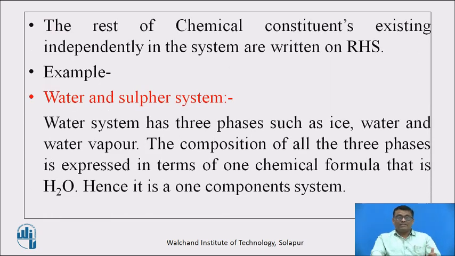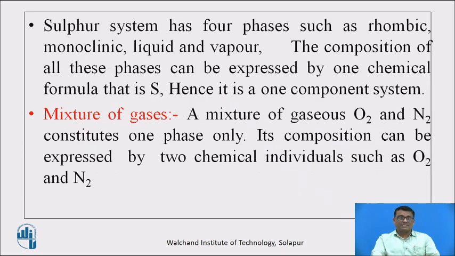For example, the water and sulfur systems. The water system has three phases such as ice, water, and water vapor. The composition of all the three phases is expressed in terms of one chemical formula, that is H2O. Hence, the water system is a one component system.